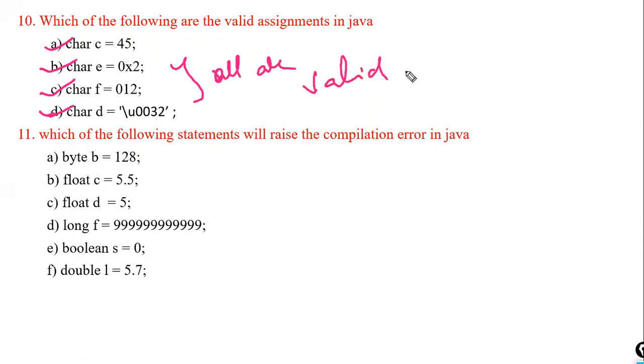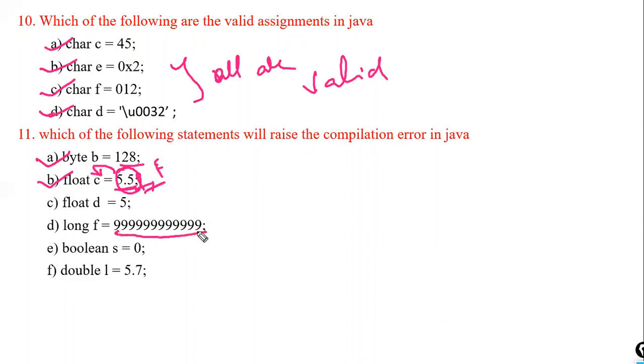Which of the following statements will raise the compilation error? The range of byte is -128 to 127. The maximum value that we can assign to a byte is 127, but here we are assigning 128. So this statement will raise you the compilation error. Any decimal value to be considered as a floating point literal should be suffixed with F. So here F is missing. So this 5.5 is considered as a double value. Double value cannot be stored in float data type. So this statement will raise you an error.